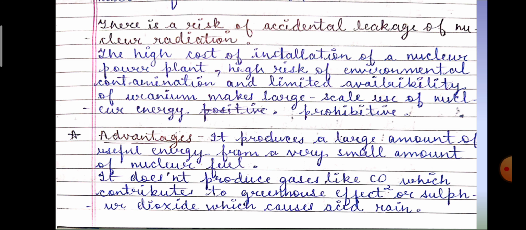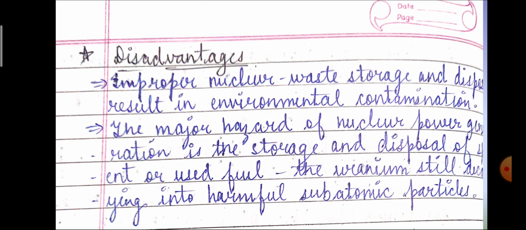It produces a large amount of useful energy from a very small amount of nuclear fuel. It doesn't produce gases like CO2, which contributes to the greenhouse effect, or sulfur dioxide, which causes acid rain. What are the disadvantages? Improper nuclear waste storage and disposal results in environmental contamination. The major hazard of nuclear power generation is the storage and disposal of used fuel. Uranium residues are very harmful to the atmosphere.